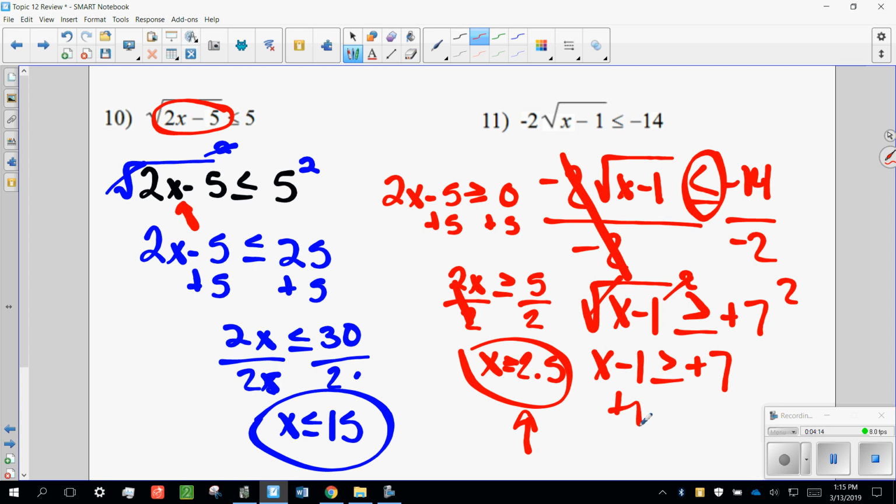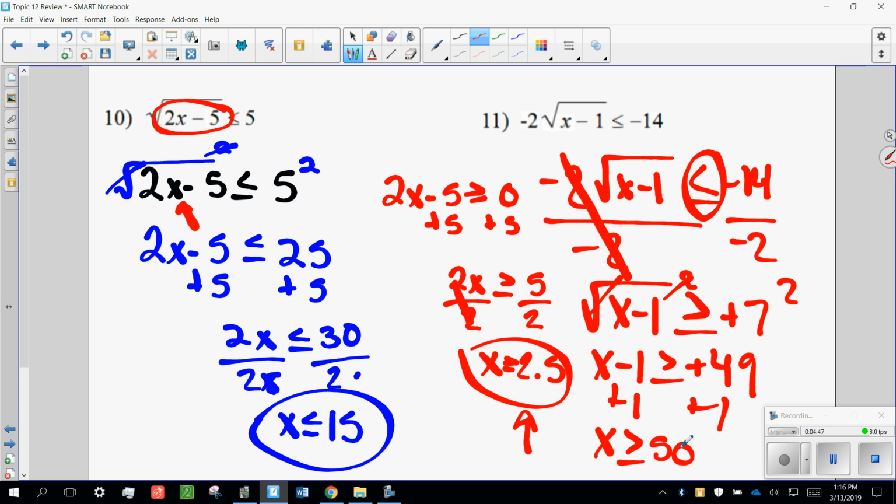Squared. 49. 7 squared, 7 times 7, is 49. Then we add 1. Now x is greater than or equal to 50.